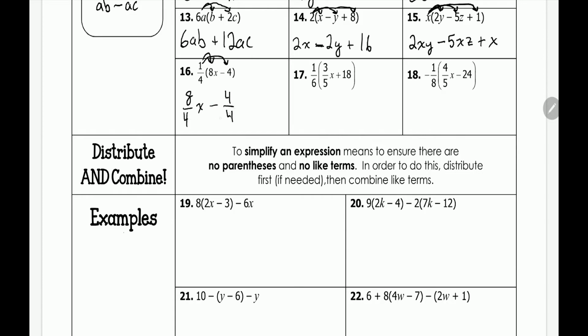Now we have to simplify this just a little bit. So 8 divided by 4 is 2. We have x, and then 4 divided by 4 is 1, so we have 2x minus 1.